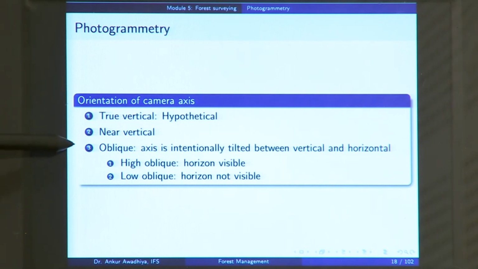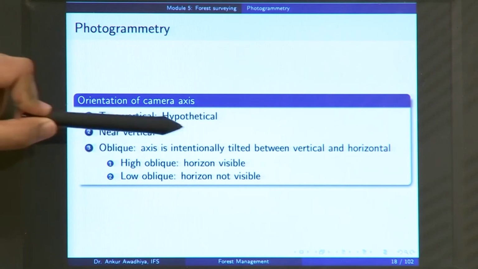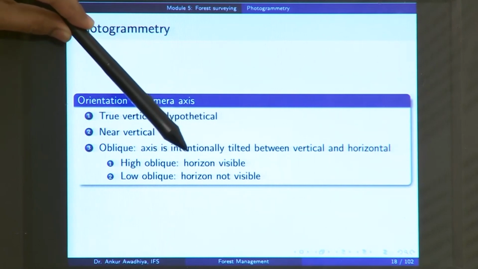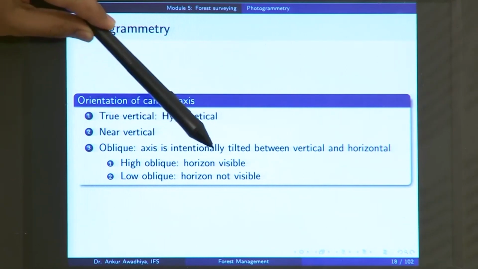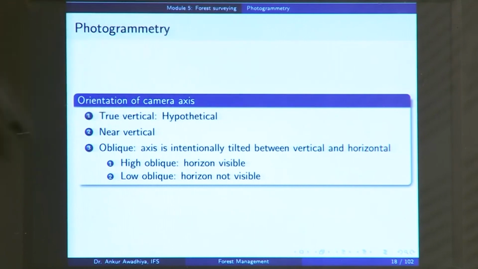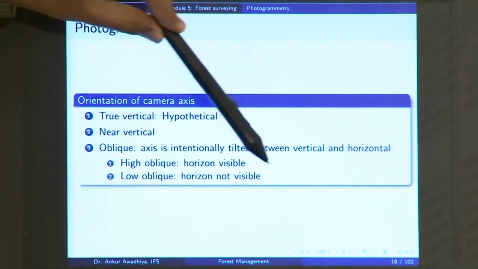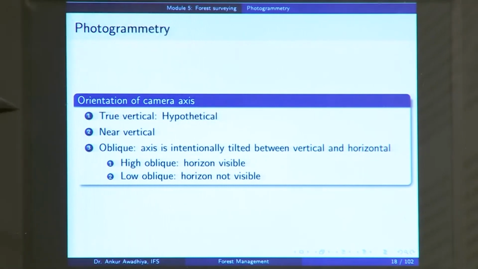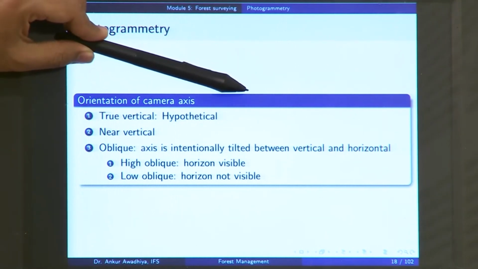Or you can have a camera that is taking an oblique image, in which case the axis is intentionally tilted between vertical and horizontal. So in this case, when the satellite is moving, the camera is tilted like this, and so it is taking images at an angle, not vertically. Now this angle can be a high oblique angle or a low oblique angle. So when we say high oblique angle, you are keeping the axis like this.